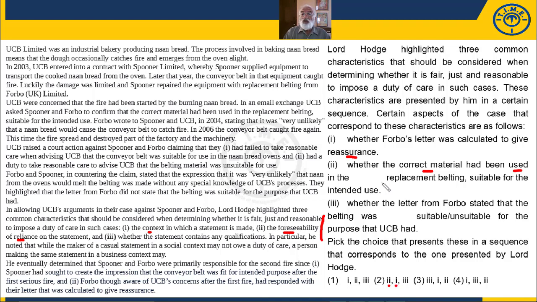What about 3? Whether the letter from Forbo stated that the belting was suitable or unsuitable for the purpose that UCB had, which is a qualification. And therefore 3 here corresponds to 3 here. The qualifications are talked about in 3. And therefore 3 in these characteristics corresponds to 3 in the judge's list. So that means 2 is my choice for this, because the characteristics here, if rearranged as 2, 1 and 3, would correspond to the 1, 2, 3 of the judge's sequence. So 2 is the answer to this question.